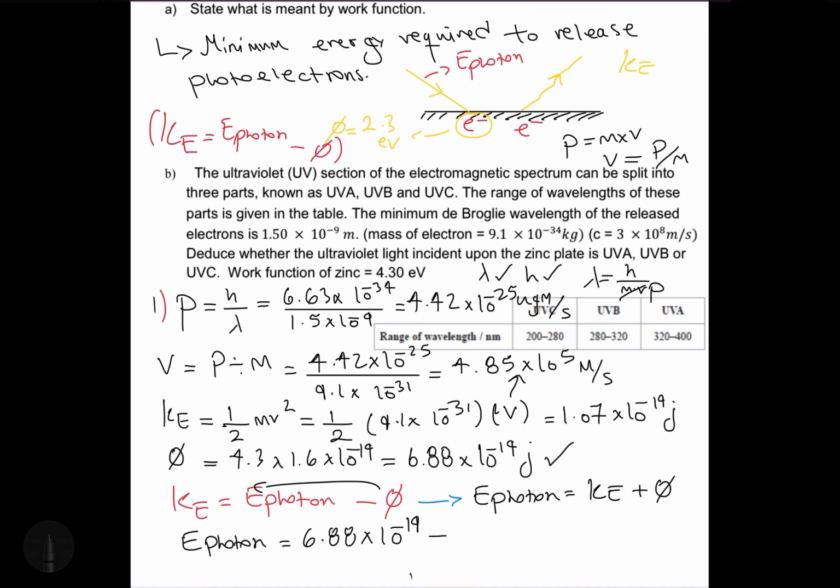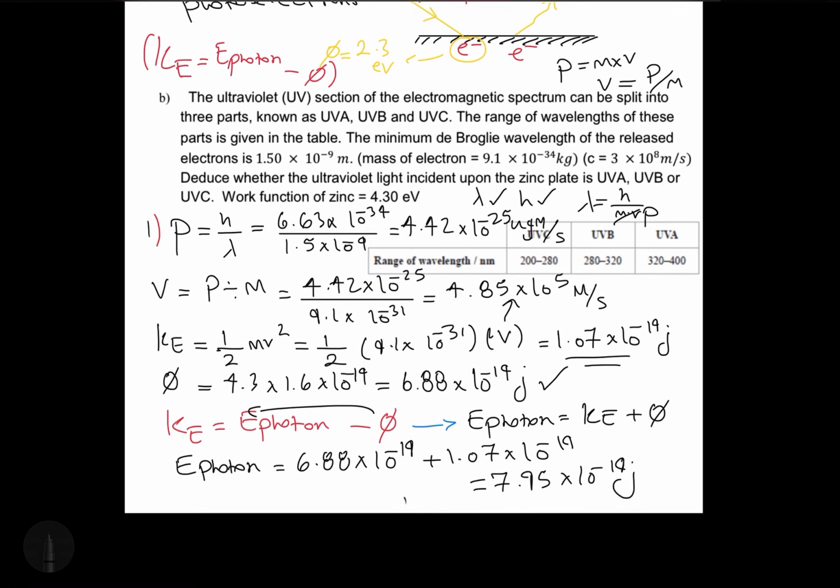Sorry, that was the work function plus the kinetic energy, which is actually 1.07 times 10 to the power of minus 19. And so the energy of the photon can be found, which is roughly equal to 7.95 times 10 to the power of minus 19 joules. Wow, that was hard. So now we found the energy of the photon.